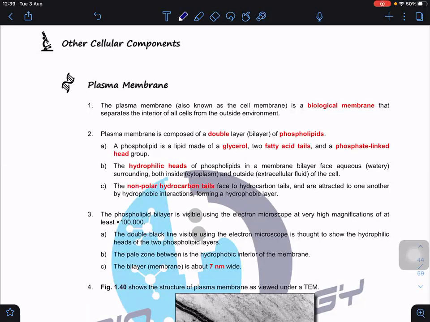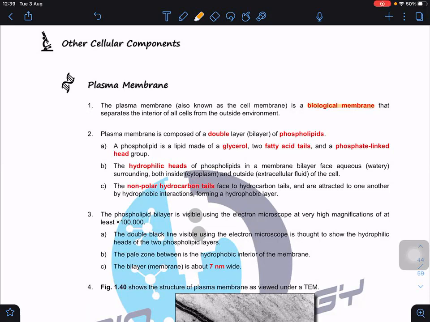We have done all the organelles. Let us look at the other cellular components. One of them is the plasma membrane. The plasma membrane is a biological membrane that separates the interior of all cells from the outside environment.